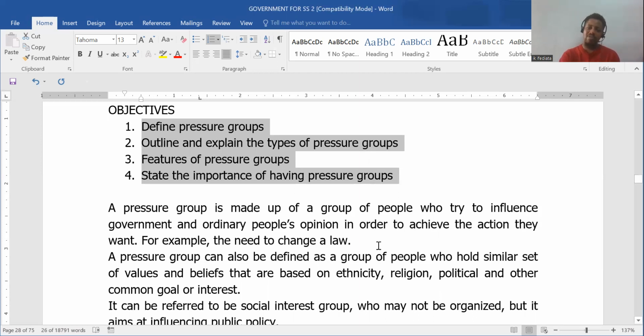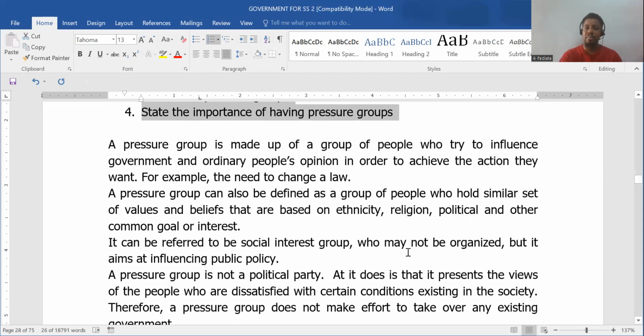A pressure group can be defined as a group of people who hold similar values, beliefs, ideologies, common goals, right? And they try to influence the government in the interest of their members. I hope you understand this. They are not trying to seize power and become the government like political parties. No. So what they are trying to do is, there are people that share similar ideologies, principles, maybe similar occupation. They try to influence the government in the interest of their members.